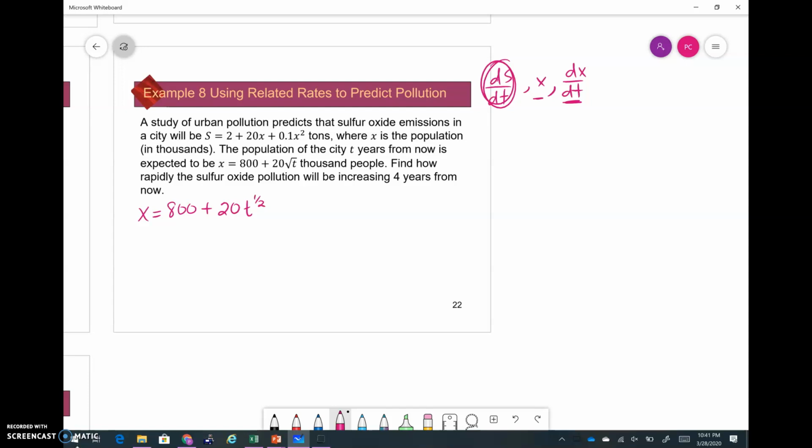Now I need to find dx over dt. I can do that fairly quickly by taking the derivative of the x function that I was given. The derivative of 800 is 0. The derivative of 20t to the 1/2 gives me 10t to the negative 1/2. Okay, I'm going to pause the video, take a second, and find the numerical value for x and dx over dt, given that we're dealing with 4 years from where we are now.